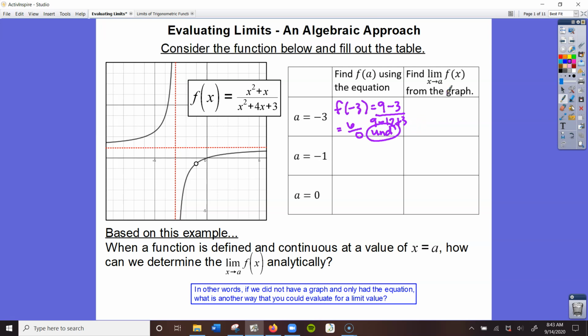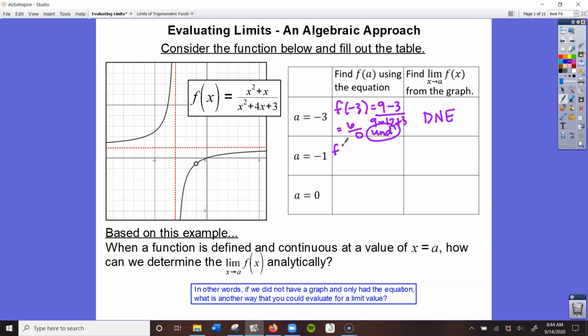Now if I look at the graph, however, when I go to x is negative 3, I see that we have a vertical asymptote, which is why we got that value as undefined. Therefore, the limit does not exist, since it is a general limit. If it was a one-sided limit, then we'd look at the left side or the right side.